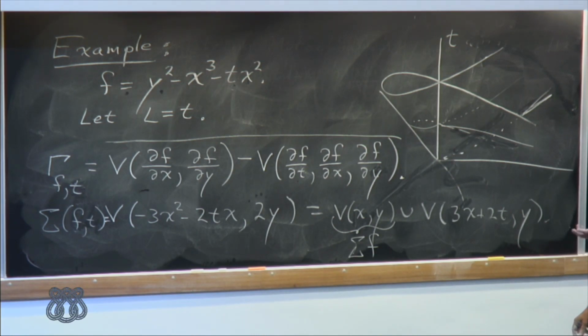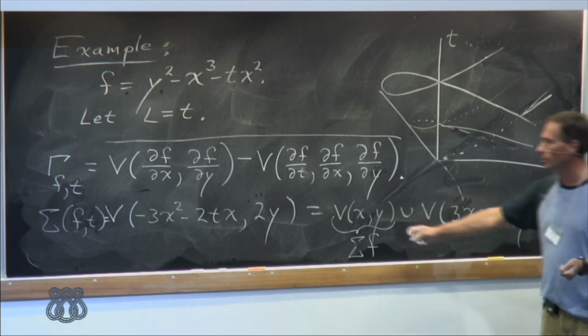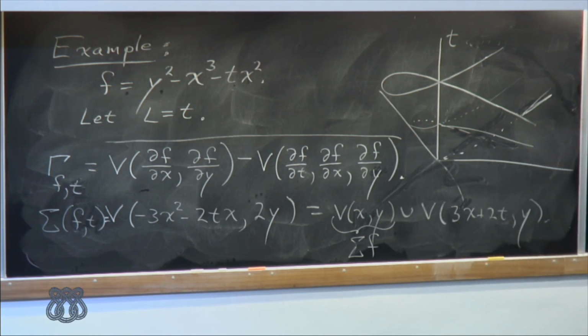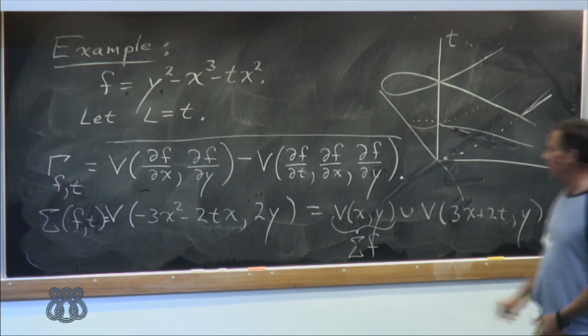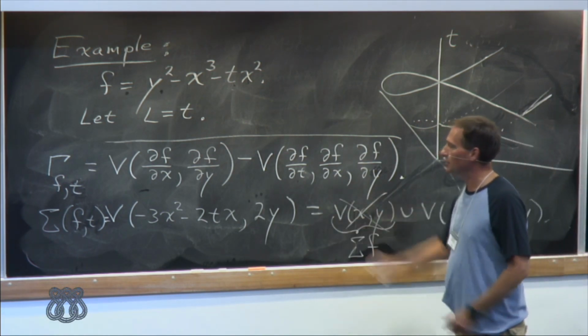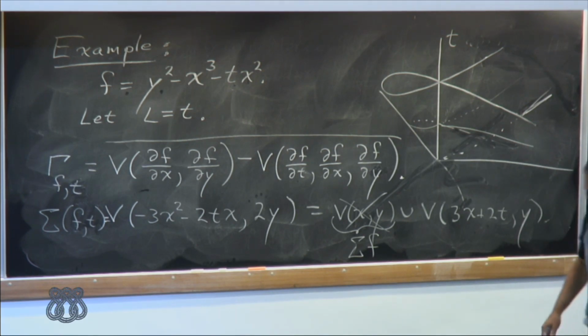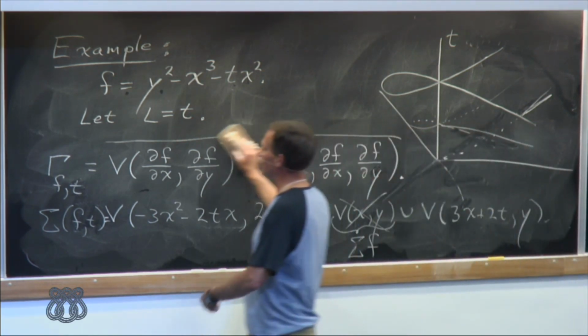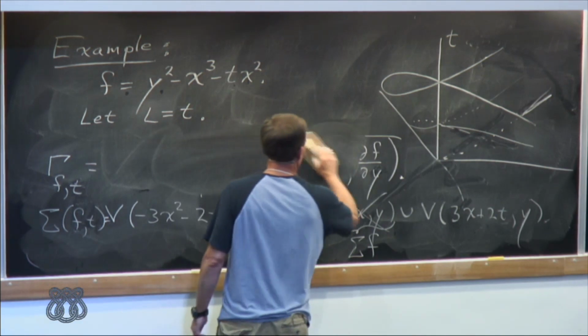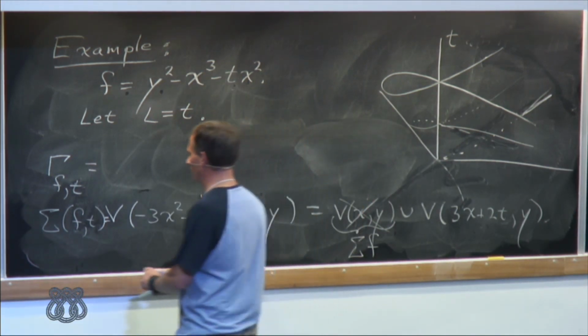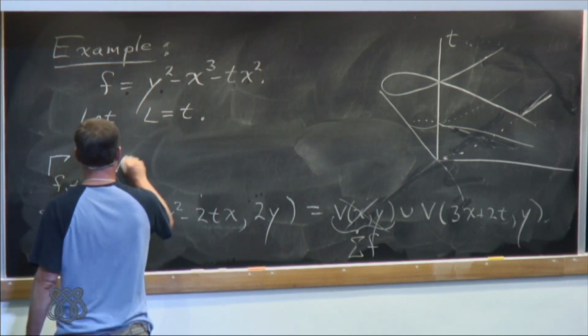So, yeah. This is the critical locus of f. And so this is the part we throw away. And so the relative polar curve is this set. Now, you can see that it's defined as an analytic set. And yes, you can do all of this scheme theoretically, but let's not.